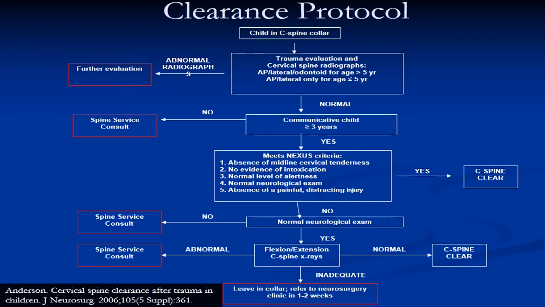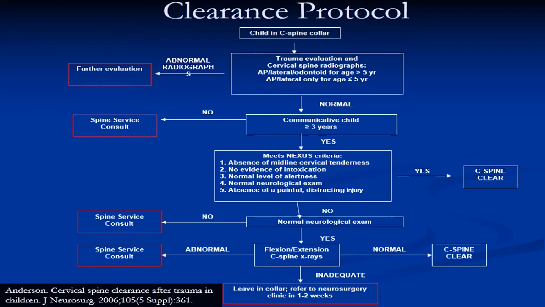This is the clearance protocol as advocated by Anderson for cervical spine clearance after trauma in children. If the child is suspected to have an injury, for children more than 5 years, an AP, lateral and odontoid open mouth view is done, and for children less than 5 years, a lateral is done. If there is a normal radiograph, further evaluation; if it is not a communicative child, again a spine service consult should be done. If the child is communicative, you look for the NEXUS criteria.